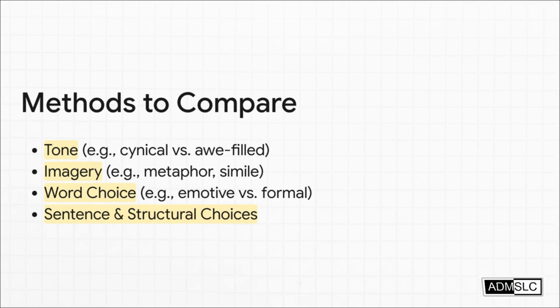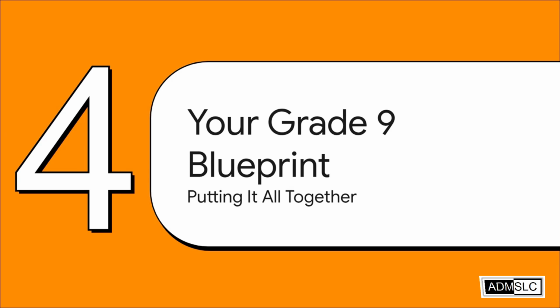And don't forget, your toolkit is huge. We're talking way beyond just similes and metaphors. How about comparing the tone? Imagine comparing how one writer builds a cynical tone while the other creates a feeling of pure awe. Now that's perceptive. All right, let's put it all together. Let's look at what a full-blown grade 9 paragraph actually looks like step by step.